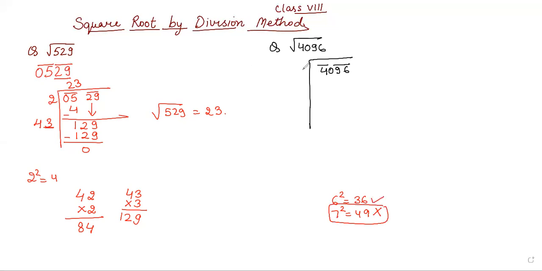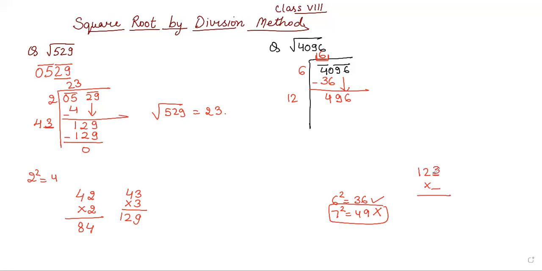So 6 square is 36, so write 6 as divisor and the quotient, and 6 square is 36, write 36 under 40. Now 40 minus 36 is 4. Now take next digits under bar with this remainder. Now double of this quotient 6 is 12, so write 12 here. Now think of a number by which you will multiply it to get 496 or less than 496.